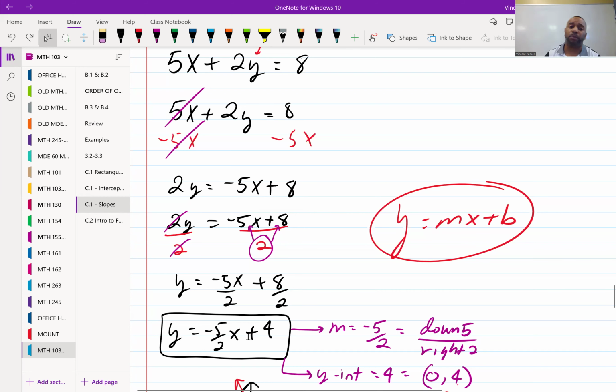Simplify as much as possible. The number that's attached to x is our slope. That's negative 5 over 2. And our other number is our y-intercept, which is 4.